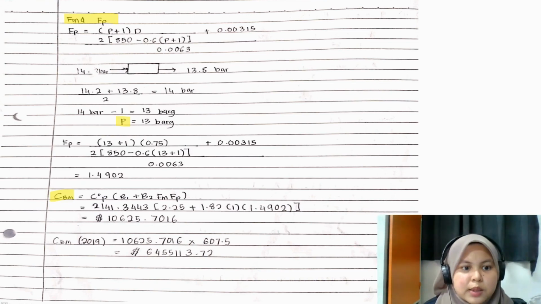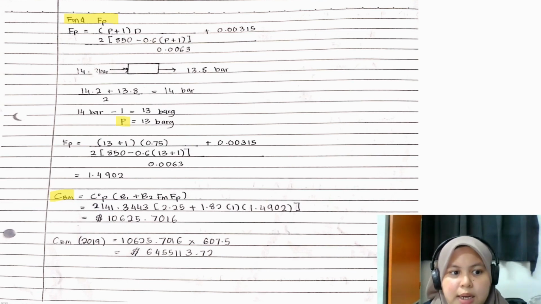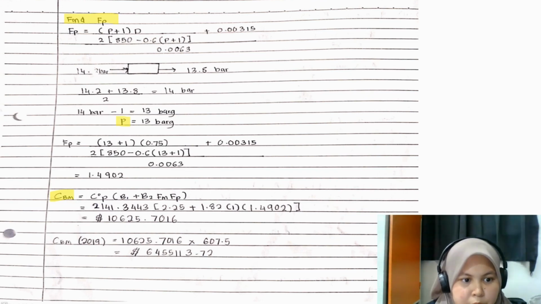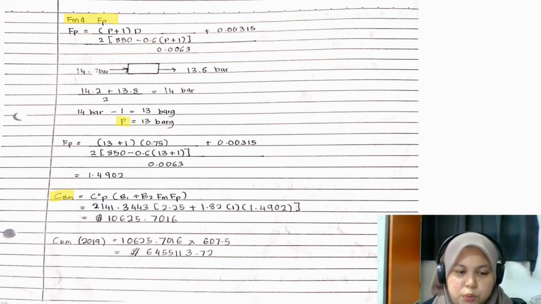And then we can substitute the P that we have found earlier into this formula, which is to find FP, and then we will get 1.4902. After we have calculated all of this information, we can use it to find CBM, using this formula, which is C naught P times P1 plus P2 times Fm times Fp.